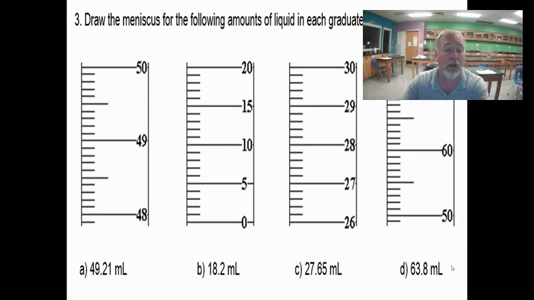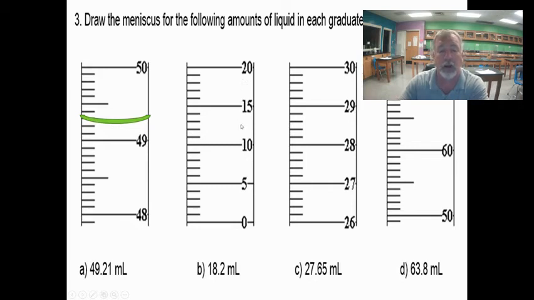On this one, I would like you to practice drawing your meniscus. How do we do that? Again, we're going to do the same thing, 49 to 50, 1 milliliter, 10 tick marks, 0.1 milliliters per tick mark. So we're looking for 49.2: 49, 49.1, 49.2. Our meniscus is going to be just a little bit above that 49.2 line. So I draw my meniscus like this. Again, it's the bottom of the meniscus we're looking at.